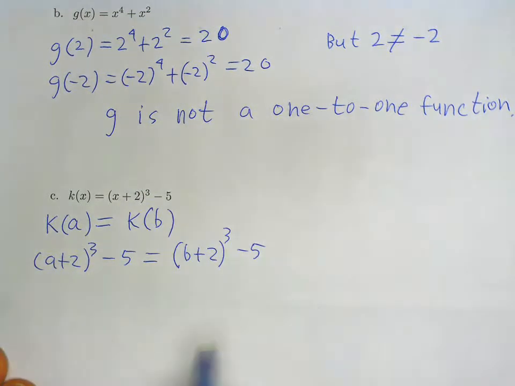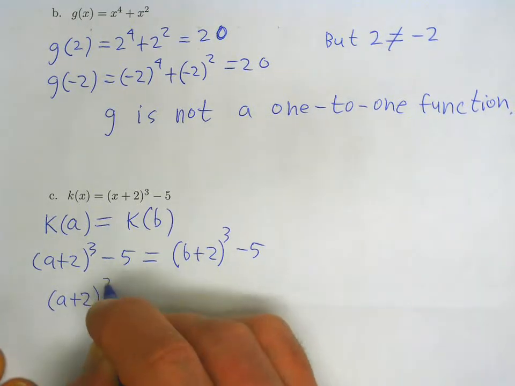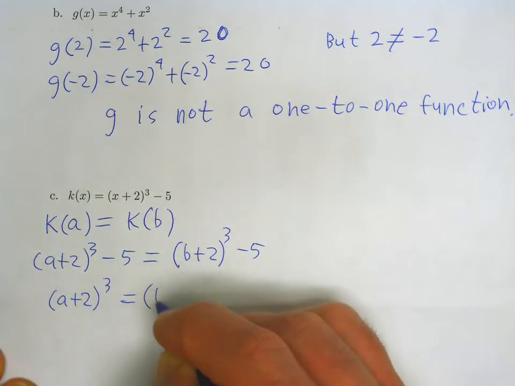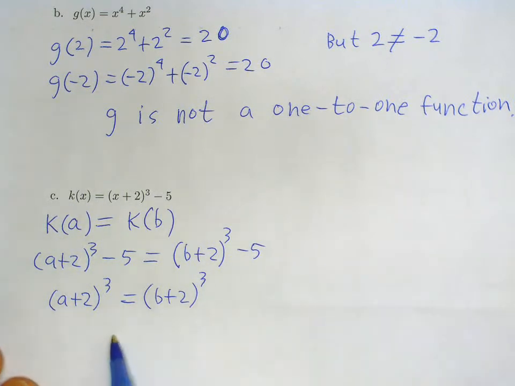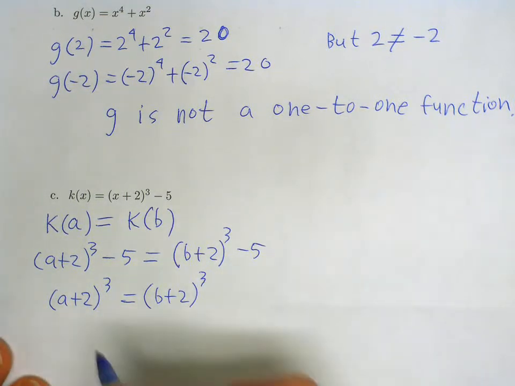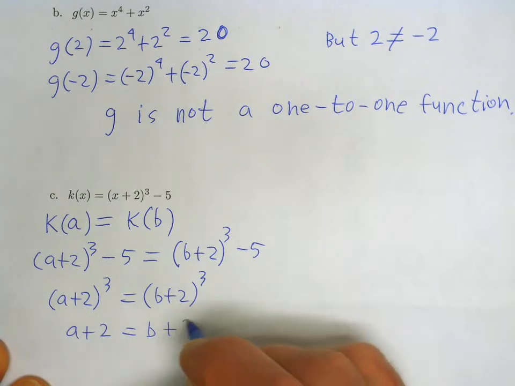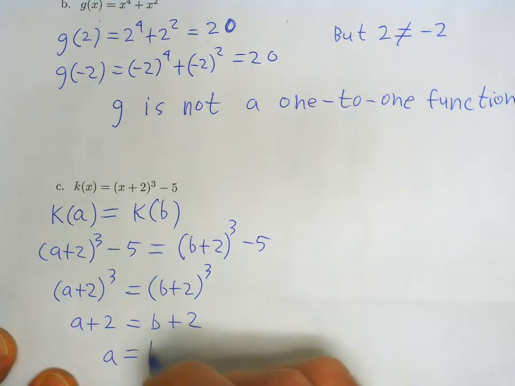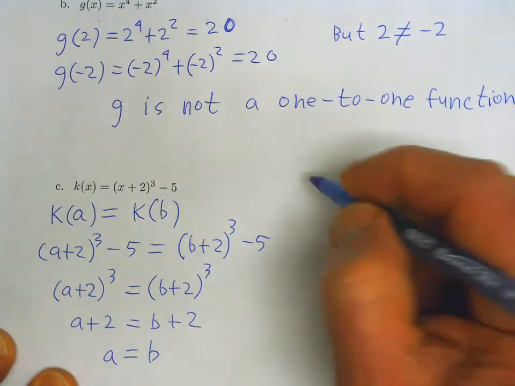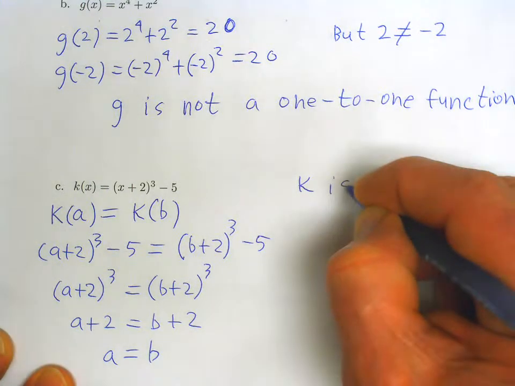Add 5 to both sides, and we get (a plus 2) to the 3rd equals (b plus 2) to the 3rd. And then if we take the cube root of both sides, we get a plus 2 equals b plus 2. And then subtract 2 from both sides, we get a equals b. So this particular degree 3 polynomial function is a one-to-one function.